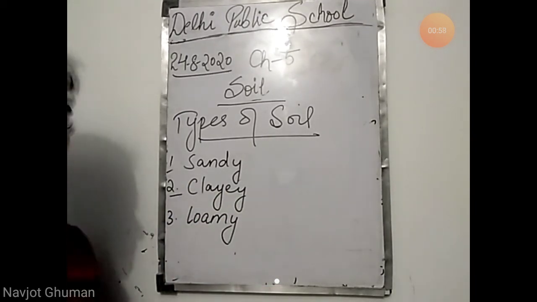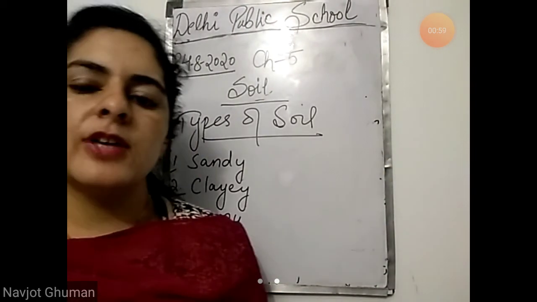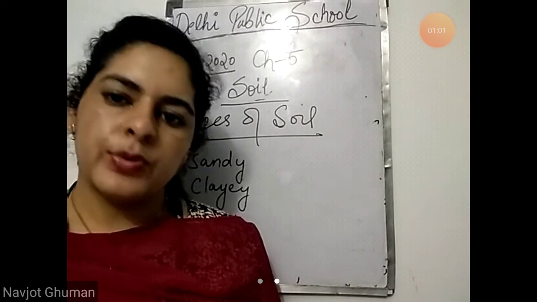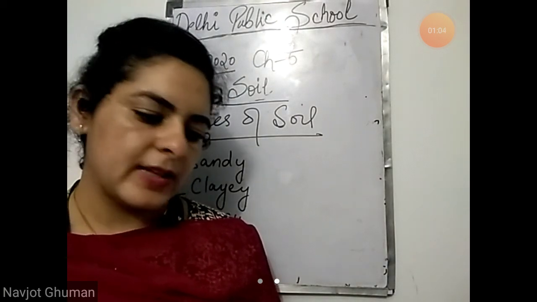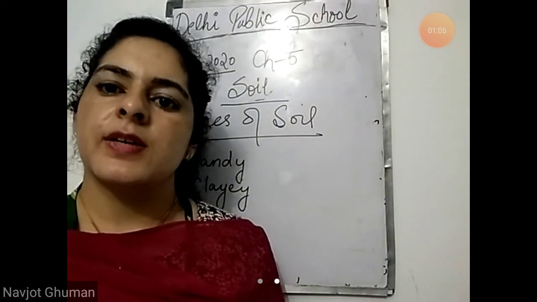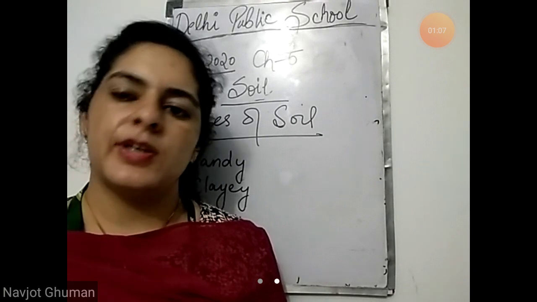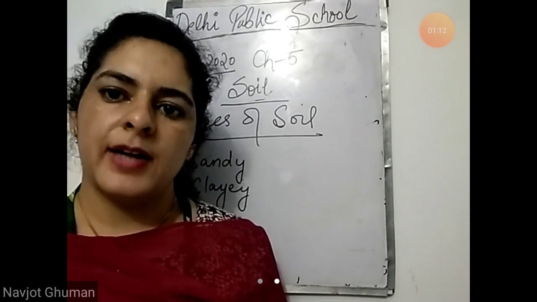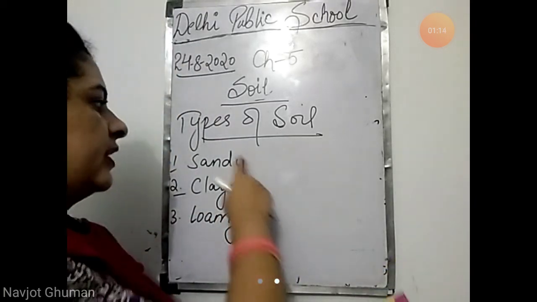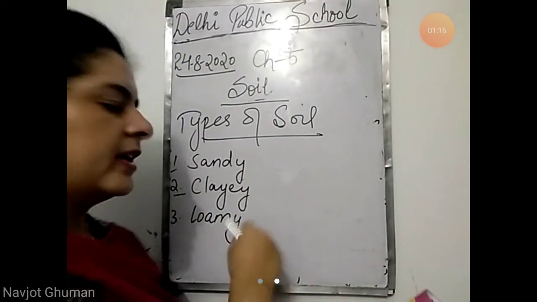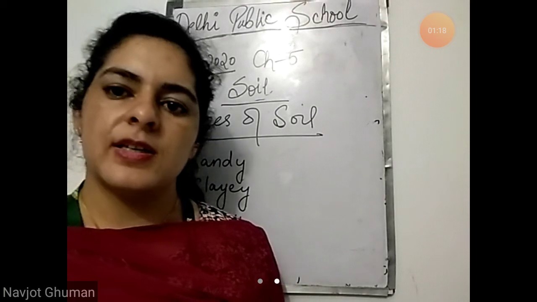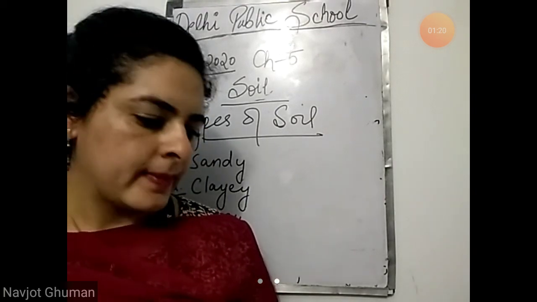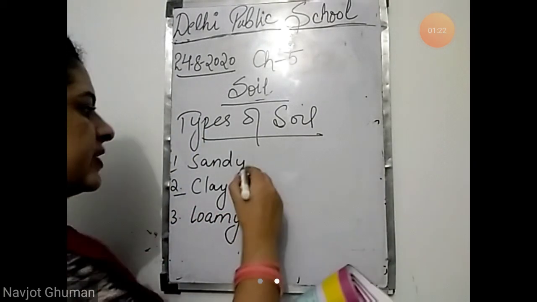So these types of soil are according to the amount of different soil particles that are present in it. कि कितने soil particles soil में present हैं, तो depending upon that the soil is categorized into three types: sandy, clay and loamy. Now we'll study about them one by one. First we'll study about sandy soil.